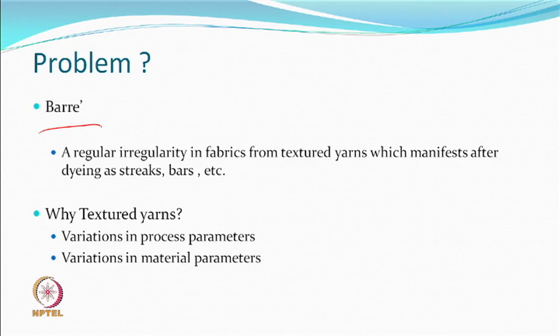So, regular irregularity in fabrics. So, this appears when you make a fabric, knitted, woven, whatever. And why does this come? And why textured yarns? Because every time you set up any kind of process parameter, there is going to be a range under which you work. A temperature is not a fixed point. You have a plus or minus accuracy, right? So, you fix 210, but the temperature at any given point of time will be 210 plus or minus something. So, similarly, any kind of measurement that you do would have its own variation.